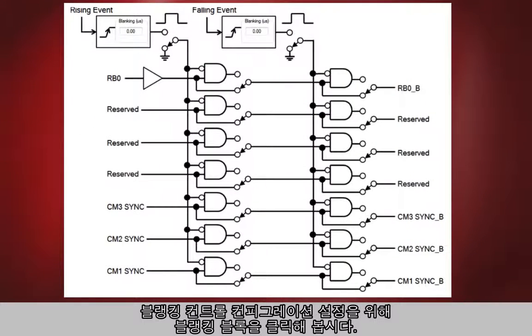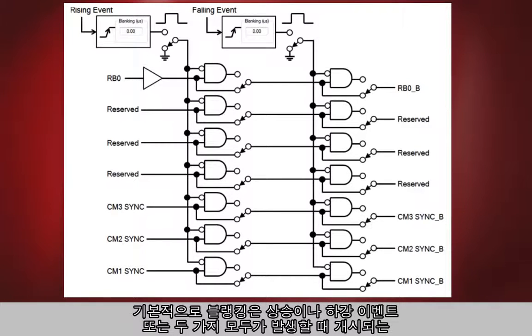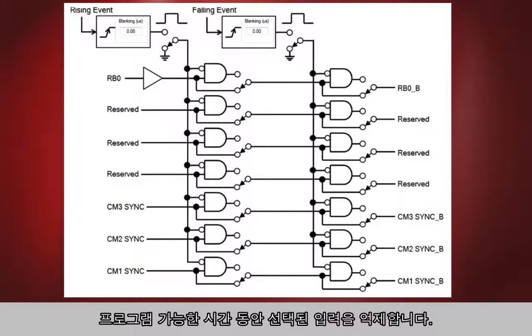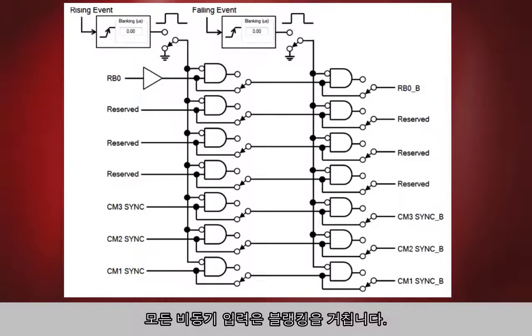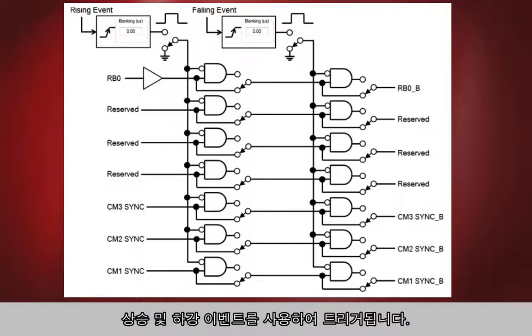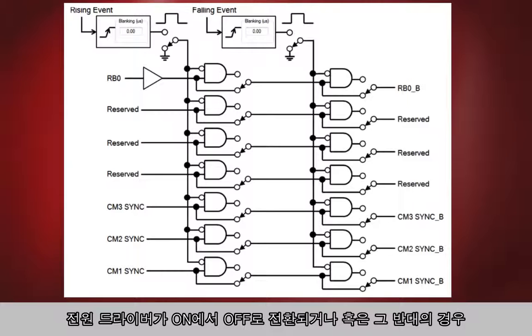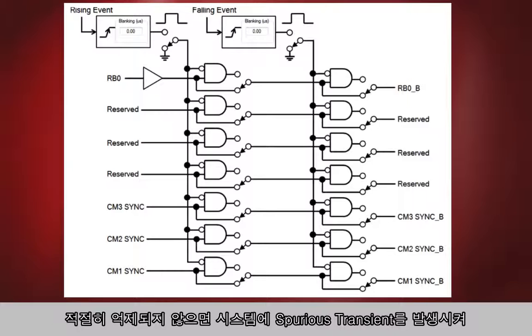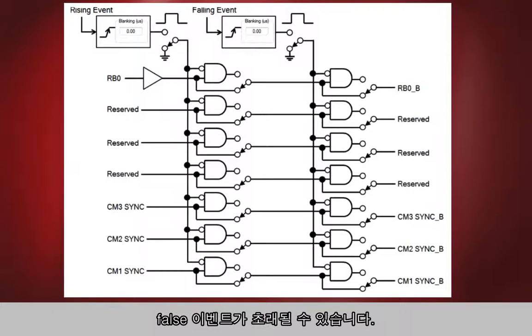Let's now click on the blanking block in order to set up the blanking control configurations. Blanking basically suppresses the selected inputs for a programmable period of time which starts at a rising event or a falling event, or both. All synchronous inputs pass through blanking. The 2 events that signal the output drivers to turn on and off are triggered using the rising and falling events. When a power driver switches from on to off state, or vice versa, it can cause spurious transients in the system that can cause false event triggers if not adequately suppressed.